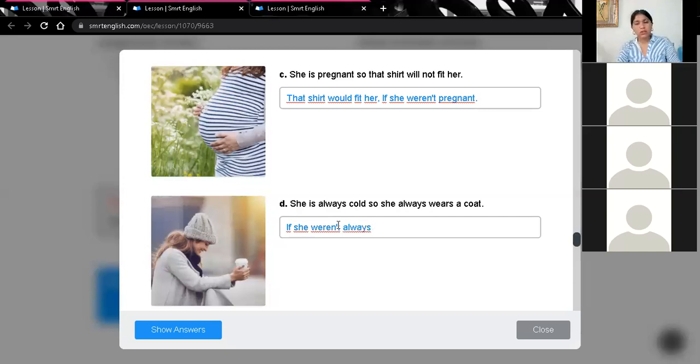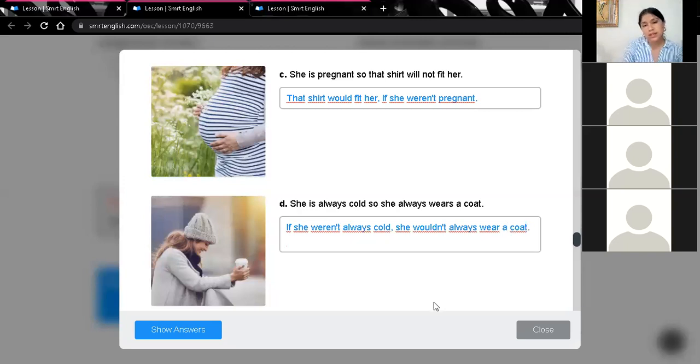If she weren't always cold, she what? Wouldn't. She wouldn't wear, or she wouldn't always wear a coat. She wouldn't always wear a coat. Yes? Yes. Okay.